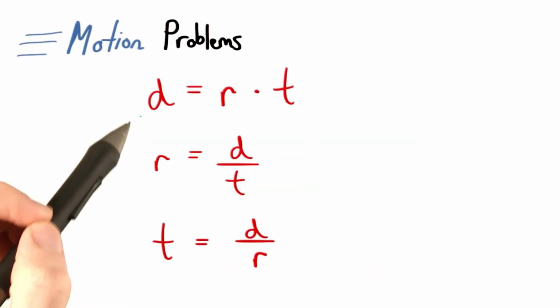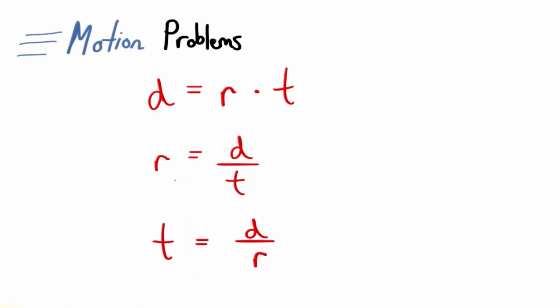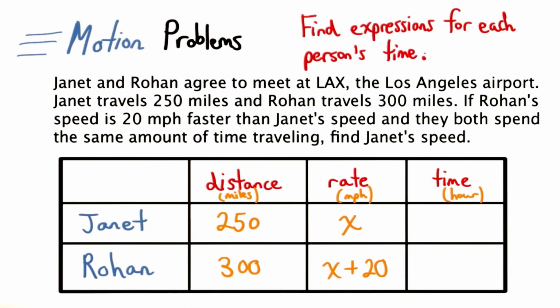And in fact, we saw that we could take this equation and manipulate it to have these other equations. So if we want to find the time, we can simply divide the distance by the rate. This is what we're going to use in our problem. Knowing this, I want you to use this information in the table to find an expression for Janet's time and for Rohan's time.